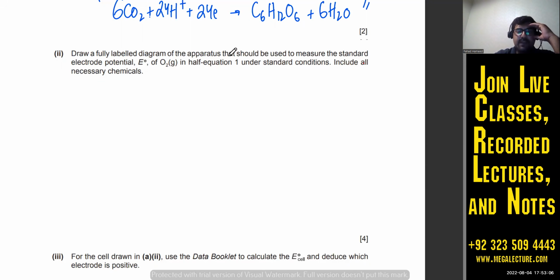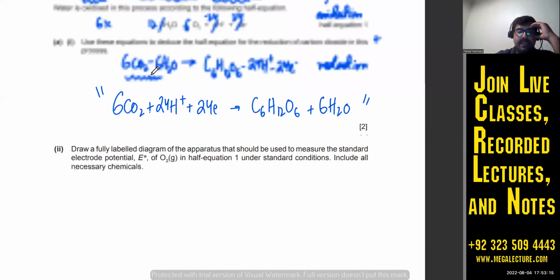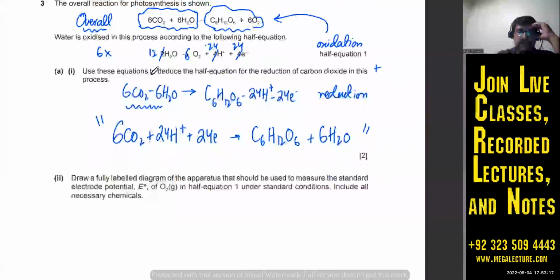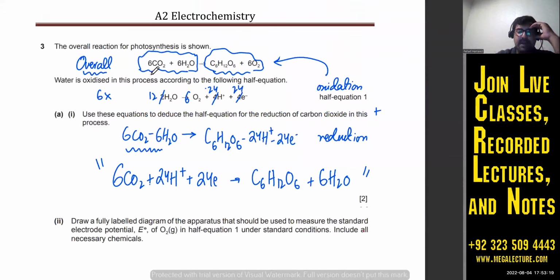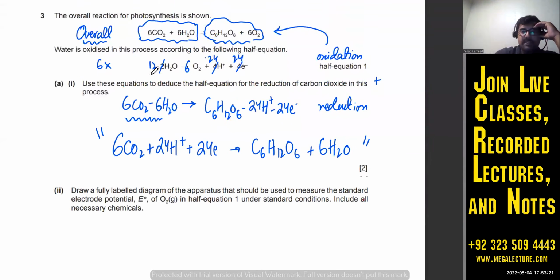Starting with the first one, draw a fully labeled diagram of the apparatus that would be used to measure the standard electrode potential of O2 in half equation 1 under standard conditions, including all necessary chemicals. And he's talking about half equation 1, which is this one. Okay, that's the equation that he's talking about.